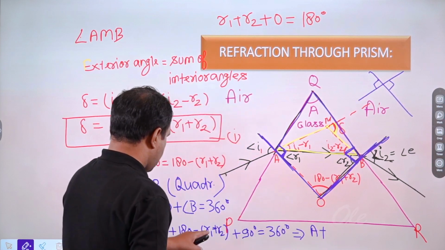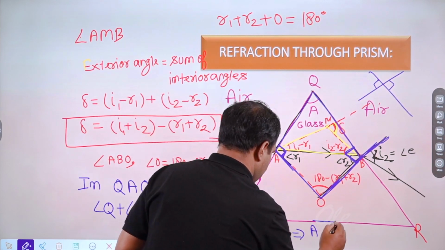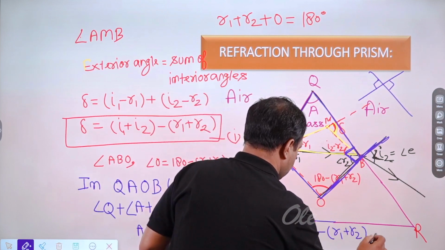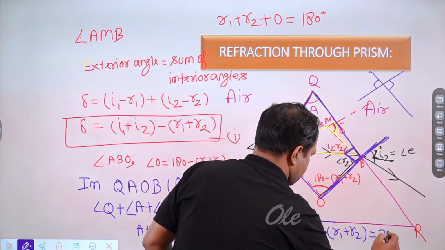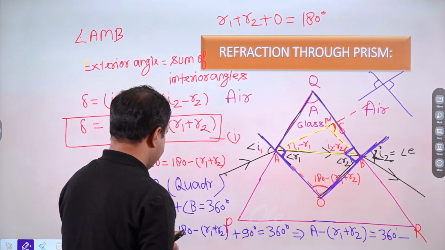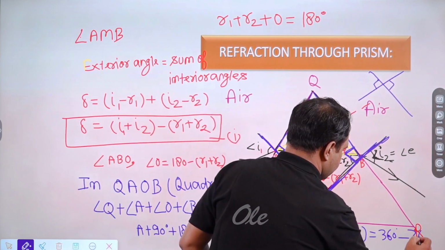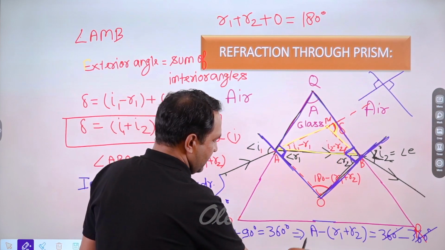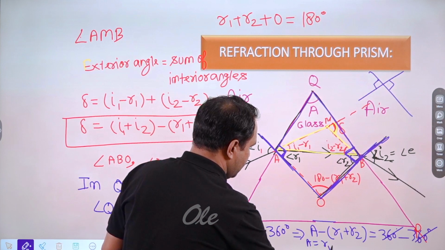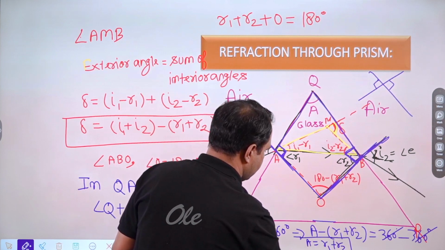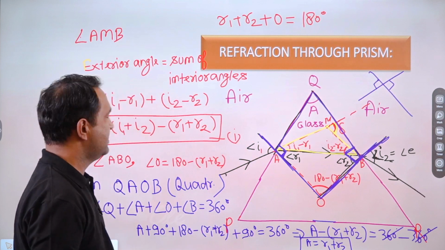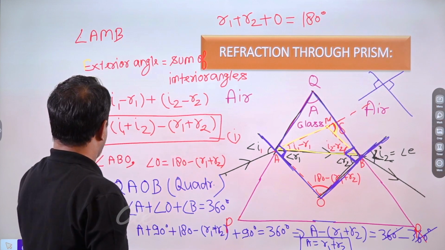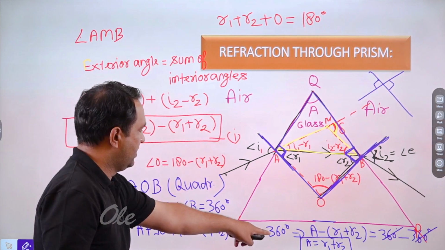So A plus A minus R1 plus R2 is equal to 360 minus 90 plus 180 plus 90, which is 360. So this will cancel out. So what will we get? A is equal to R1 plus R2. From here we get A is equal to R1 plus R2. We'll put this value here, R1 plus R2 is equal to A.